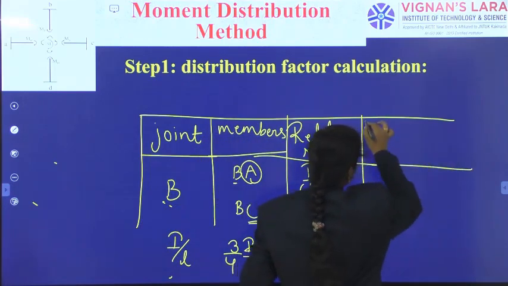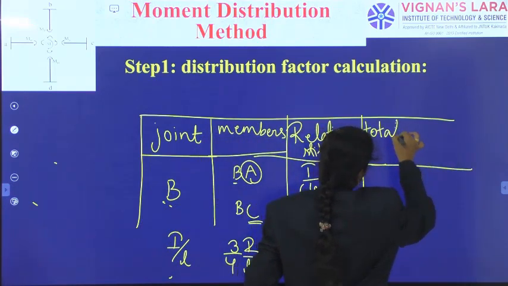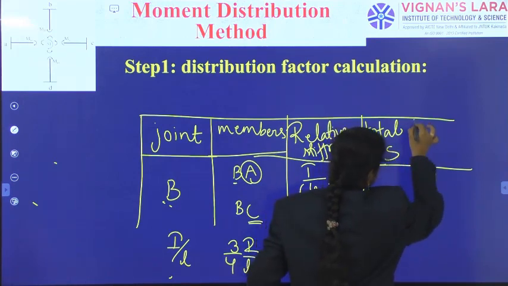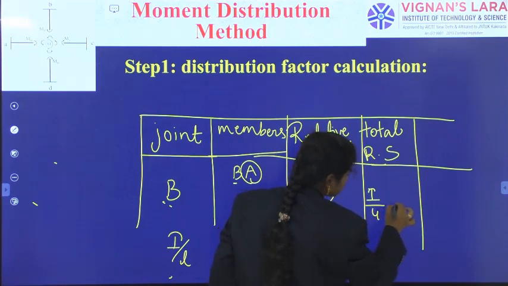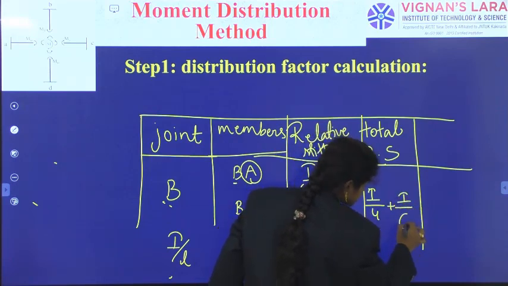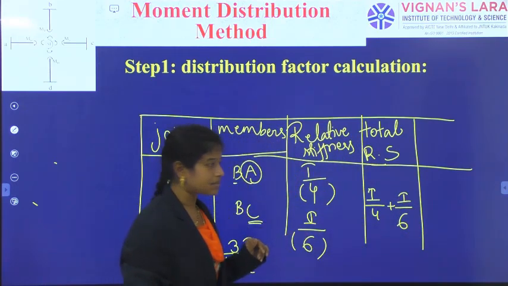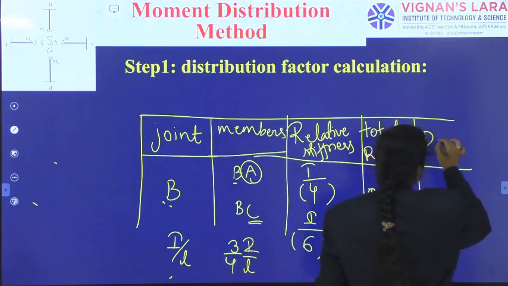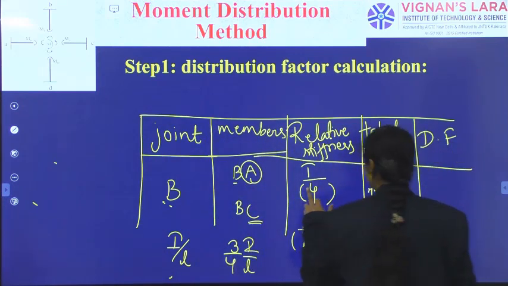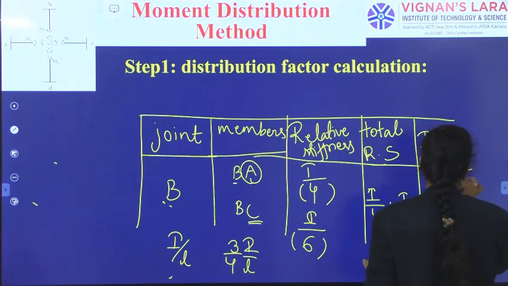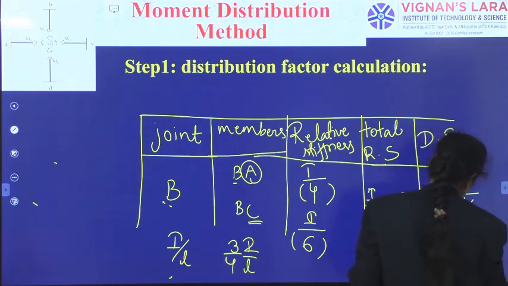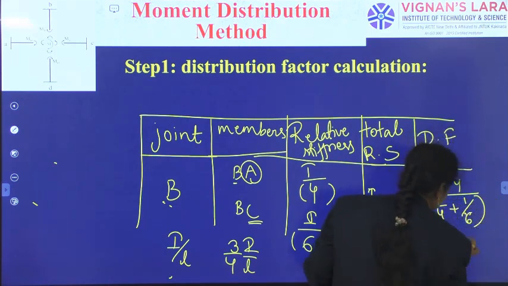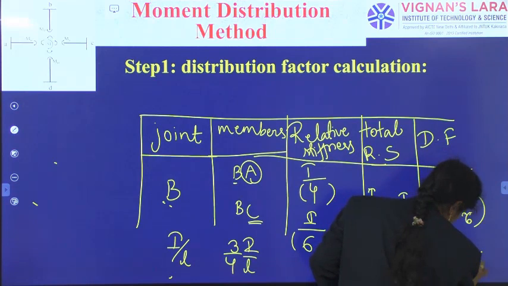Now the total relative stiffness. What is the total relative stiffness? That is I by 4 plus I by 6. So I by 4 plus I by 6, and then the distribution factor is equal to individual by total. Again, individual by total.